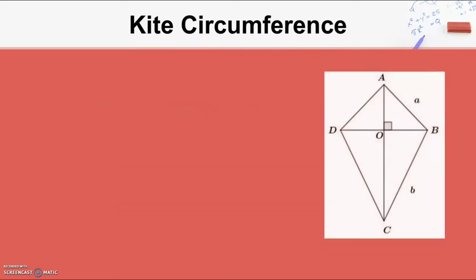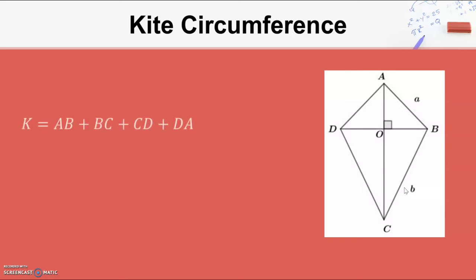And next is the kite perimeter. Finding the perimeter of any shape is the same as finding the length of all of its sides. In this kite, suppose side AB equals a and BC equals b. Because side AD equals AB, AD equals a, and CD equals BC, so CD equals b. Then the perimeter of the kite is K equals AB plus BC plus CD plus DA.